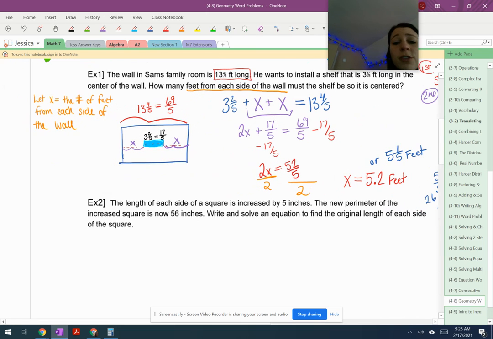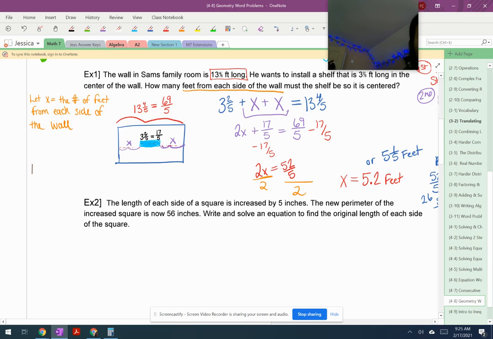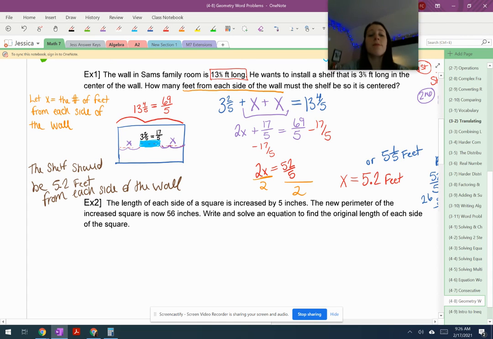Either way, the last thing is an answer sentence. And you can use the fraction or the decimal here because it wasn't repeating. So the shelf should be 5.2 feet from each side. And there's that problem. You'll probably run into at least one of those in some other way, shape, or form.